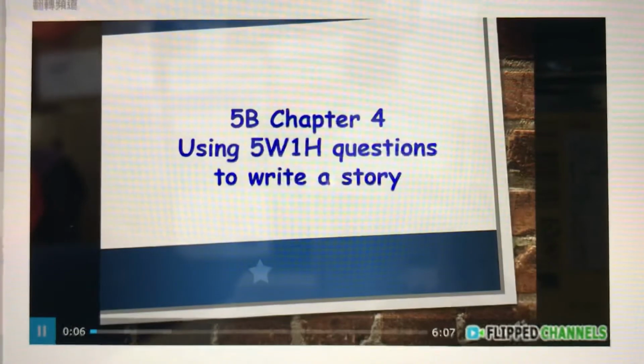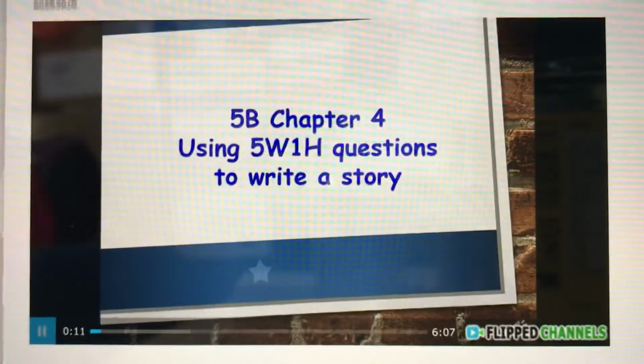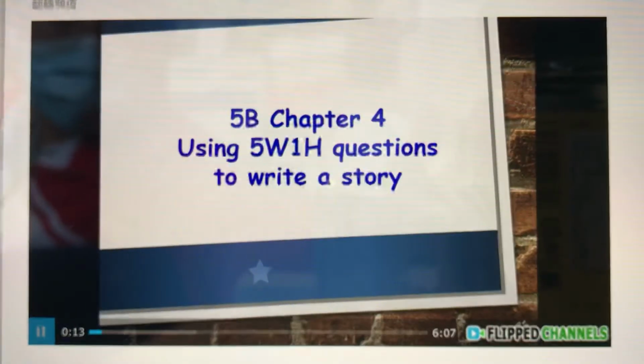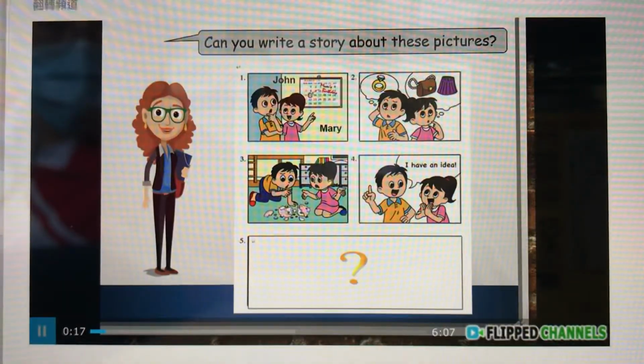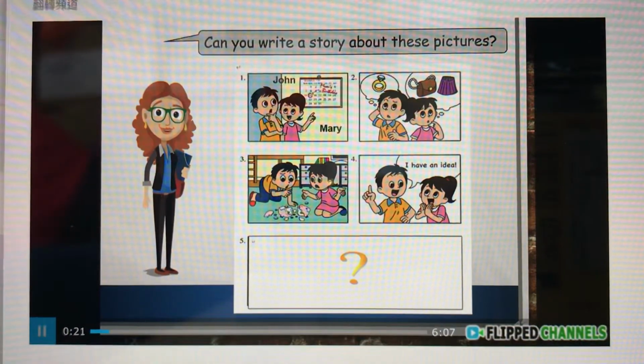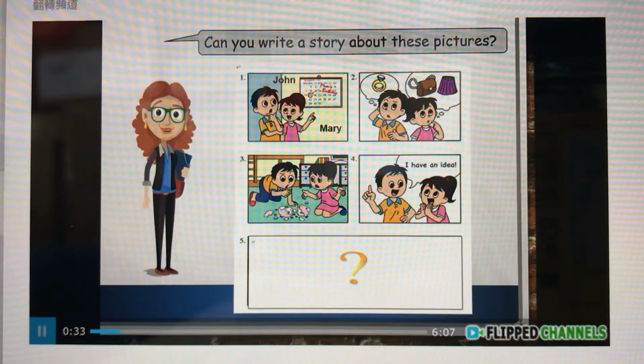In this week, we are going to learn how to write a story by using 5W1H questions. In this week, you are going to finish guided writing worksheet number 2. Inside the worksheet, you can see these 5 pictures. Can you write a story about these pictures?